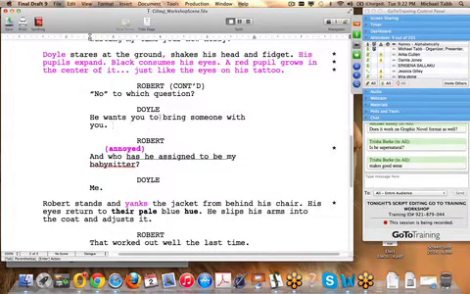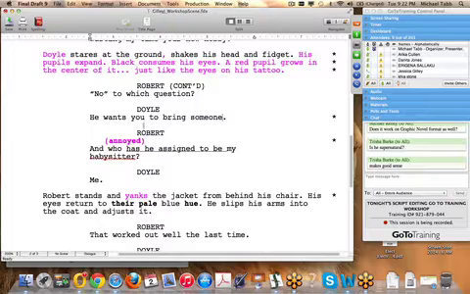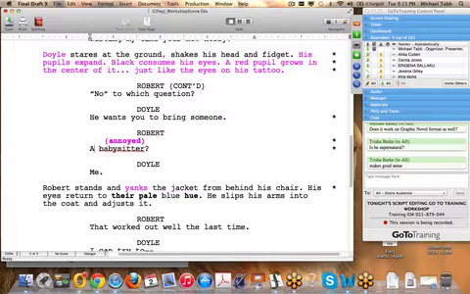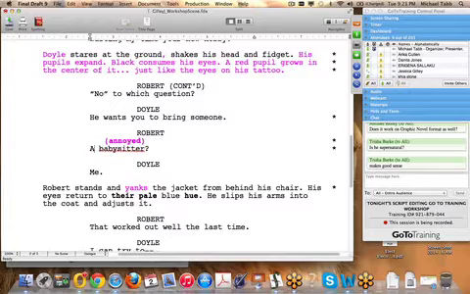Here you have another dangler. He wants you to bring someone. A babysitter. You see the difference? All that is unnecessary. He's a to-the-point guy. Let him say what he needs to say in an abrupt manner because he's an abrupt man. Do you agree? Yeah. Okay, cool.